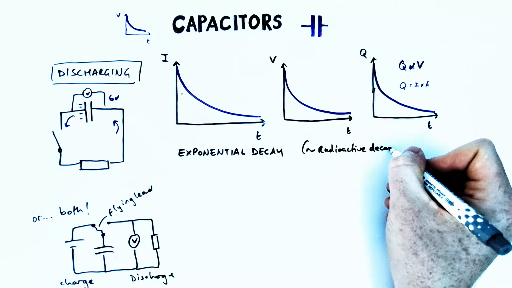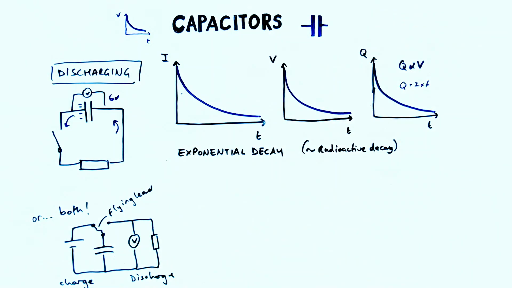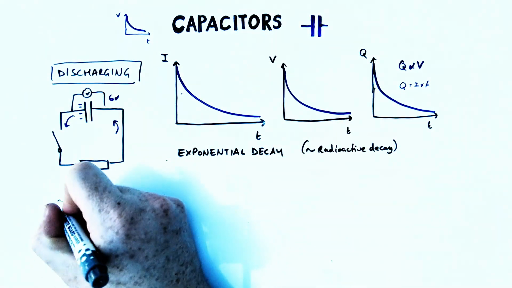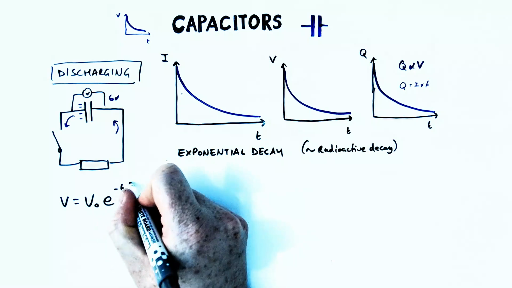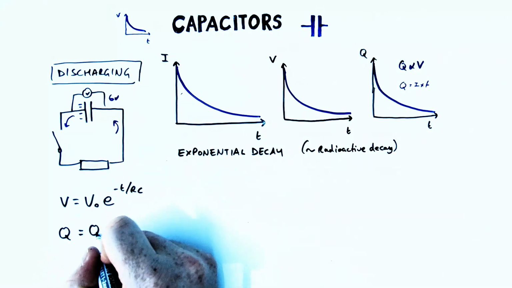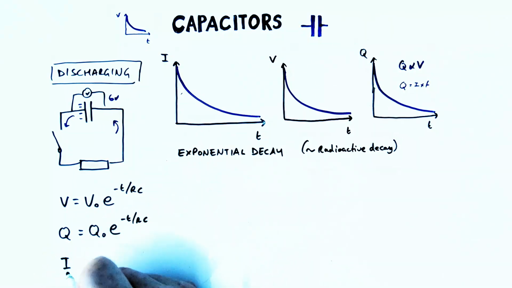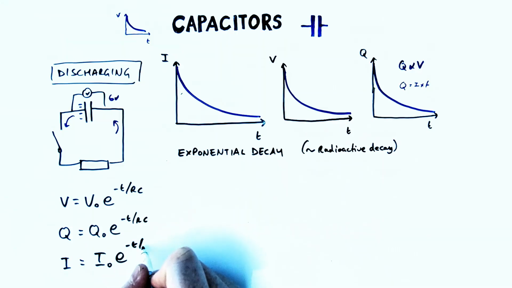So, like I said there, this is exhibiting something called exponential decay, which you might have come across if you've done the radioactivity topic as well. So what does that mean? Well, exponential decay means anything that follows this form of equation. All these equations follow the same format, but this time I0, Q0 and V0 is the initial potential difference or charge or current, whatever you're talking about.